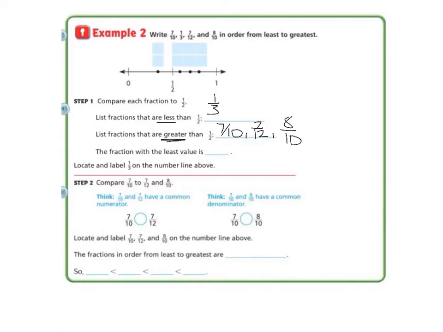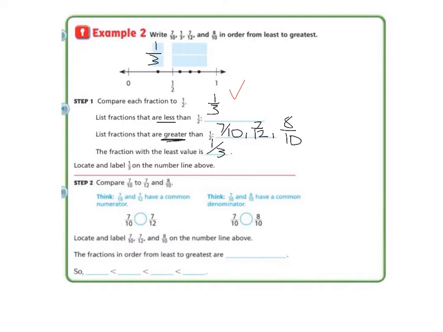So that tells us that the fraction with the least amount, the fraction that is the smallest, there's only one less than half, and that's 1/3. So our fraction with the smallest amount is 1/3. So we're going to find it on our number line. It's the only one less than 1/2. So 1/3. Okay, but now we still have 3 fractions we need to decide which one's larger. We have 7/10, 7/12, and 8/10.